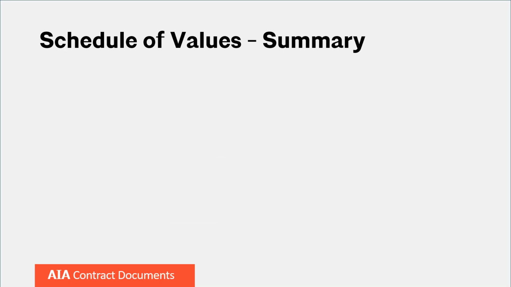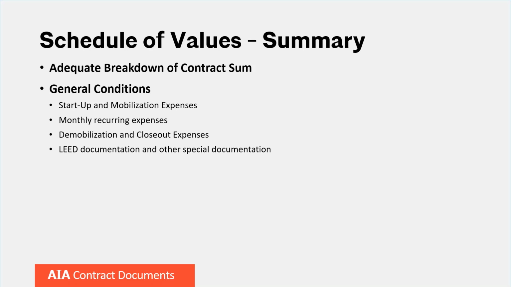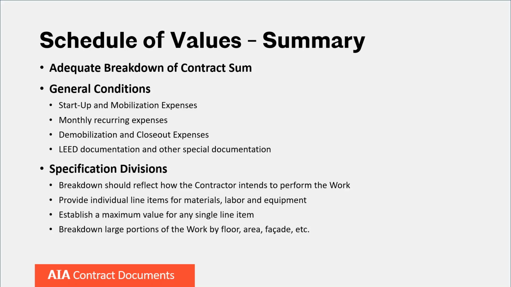Okay, so let's recap the most important requirements for establishing and agreeing to an appropriately detailed schedule of values at the onset of the project. First, an adequate breakdown of the contract sum is to be provided. Second, a detailed general conditions breakdown is to be provided, separately identifying startup and mobilization expenses, monthly recurring expenses, demobilization and closeout expenses, and documentation requirements that may be special to the project.